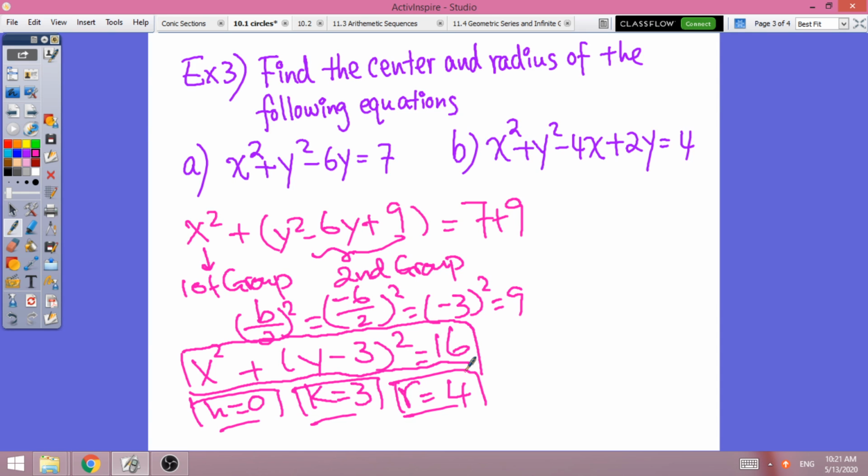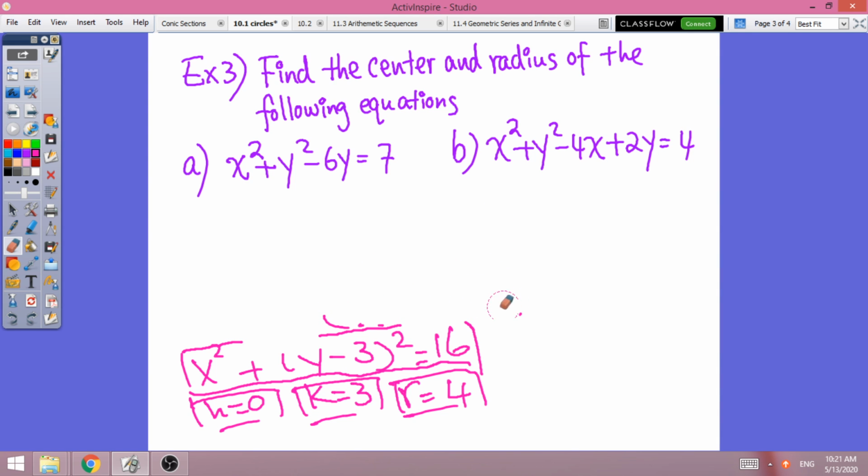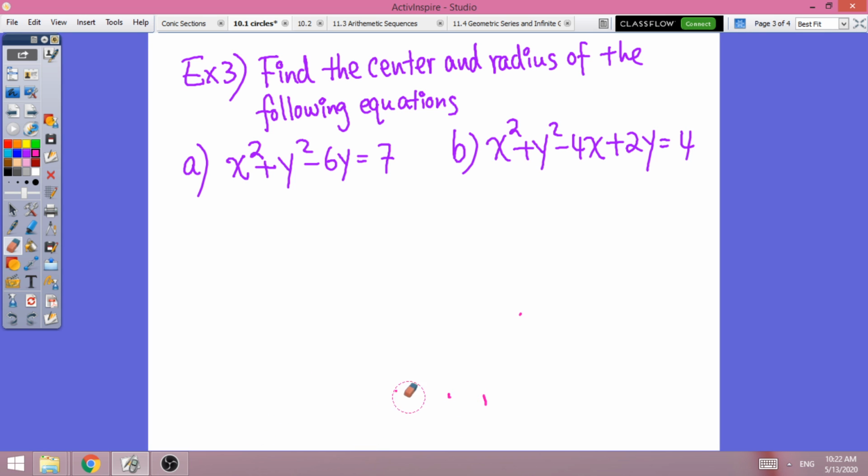Okay, so now let's try another one and see what happens. For the next one, again, we do have two variables, x and y. So again, the first step, you want to group the like terms first, and then once you get that done, you want to find the number that you want to add on both sides. Okay, so I need more space, so let me just erase all this. For the next one, we have x squared plus y squared minus 4x plus 2y that equals 4.